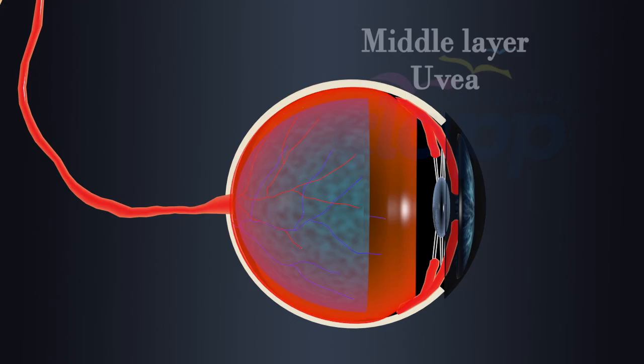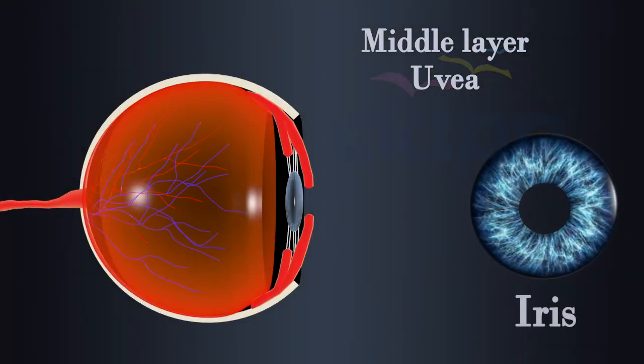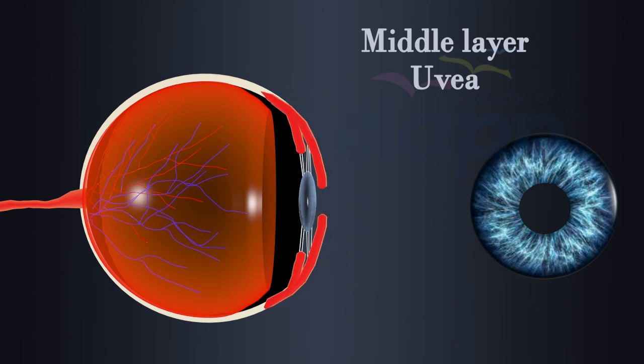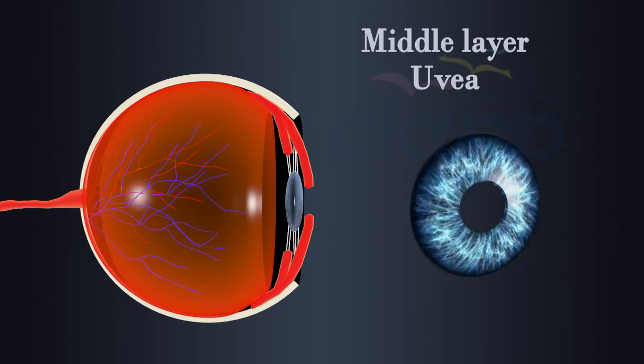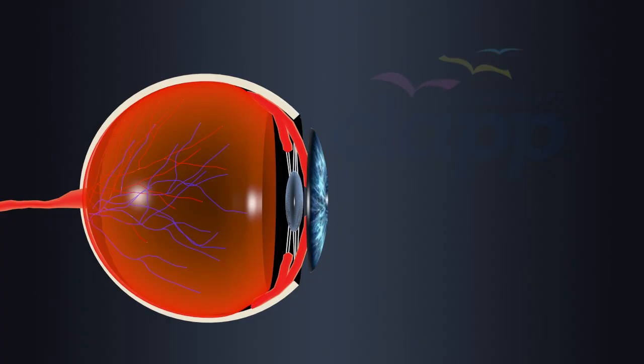Middle layer, vascular middle layer of our eye is also known as uvea. And it is composed of 3 main structures: iris, ciliary body, and choroid. These 3 structures together play a crucial role in regulating the amount of light entering the eye, focusing incoming light onto retina, and maintain the health of the retina.